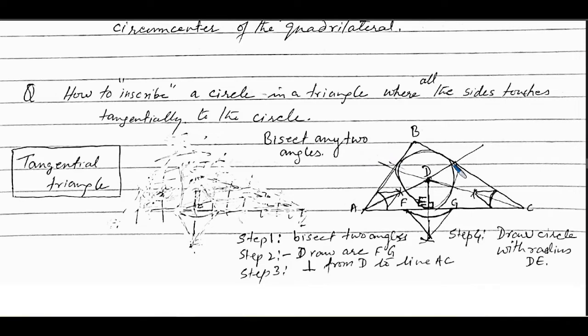So what tangentially means, it will just touch it. Okay, this angle will be equal to this angle, and it is just touching. That is a tangent. A tangent line on a circle will just touch, and the angle will be the same. So these triangles are called tangential triangles. Okay, so bisect any 2 angles.